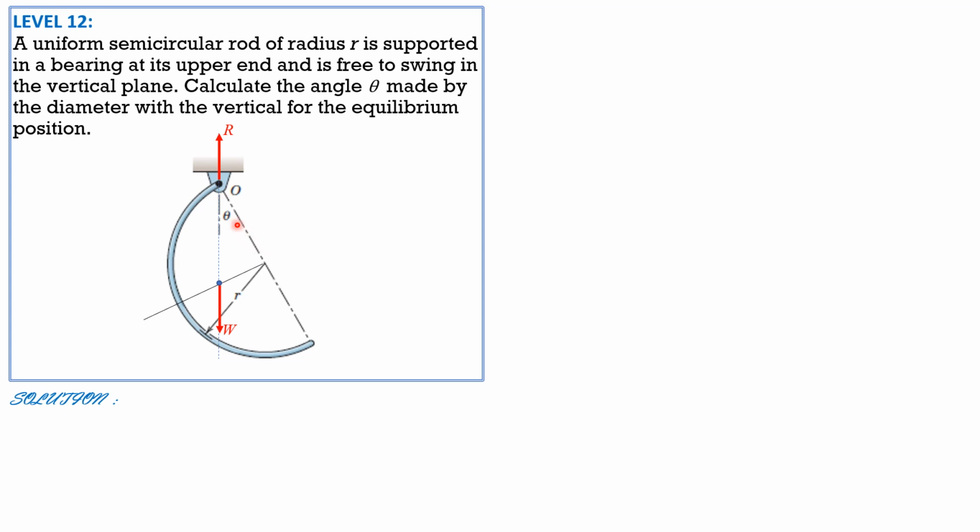So tangent of theta, this is 90 degrees, is the opposite side, which is 2r over pi, over this distance, which is the radius. So tangent theta equals 2r over pi over r, cancel out r, so 2 over pi. Inverse tangent of 2 over pi, theta equals 32.42 degrees. So that's it for this problem.